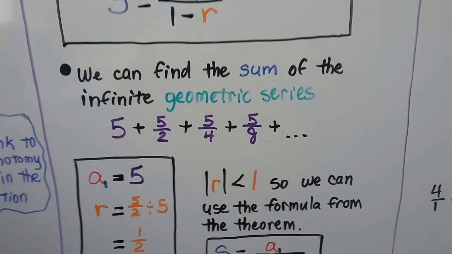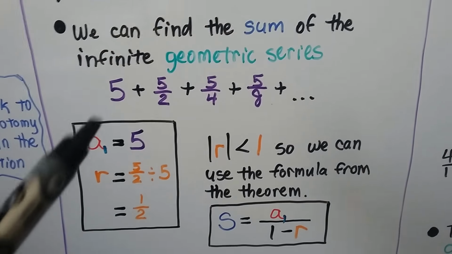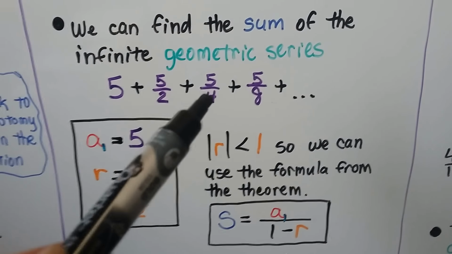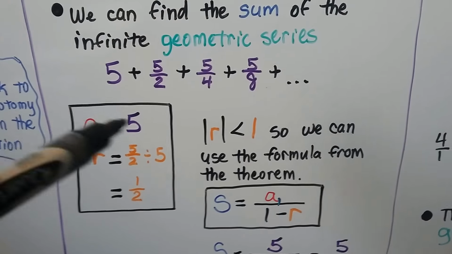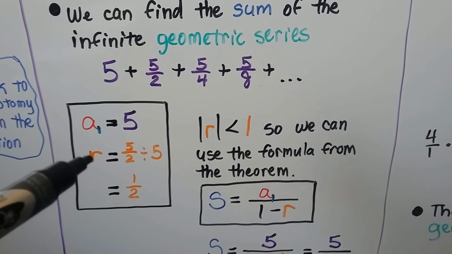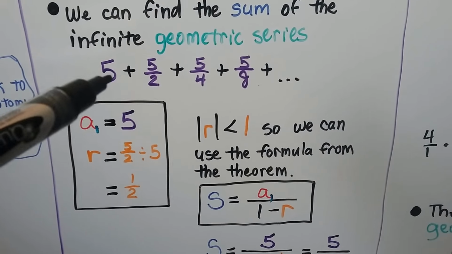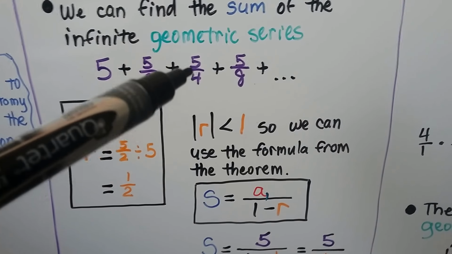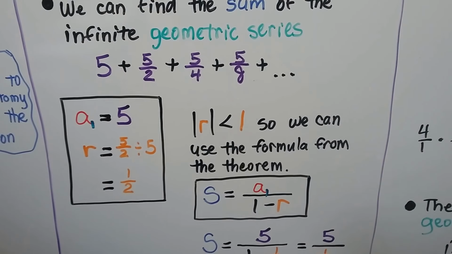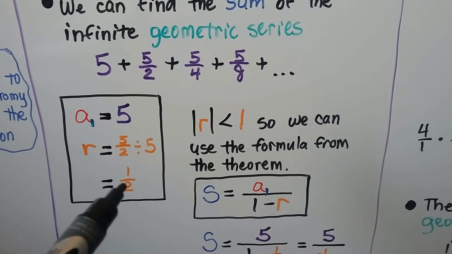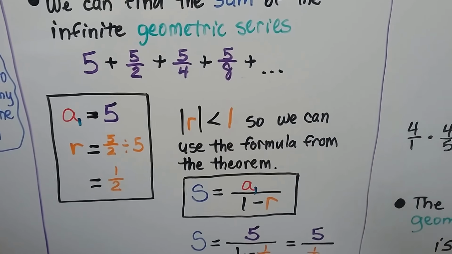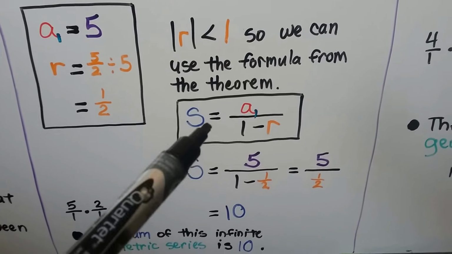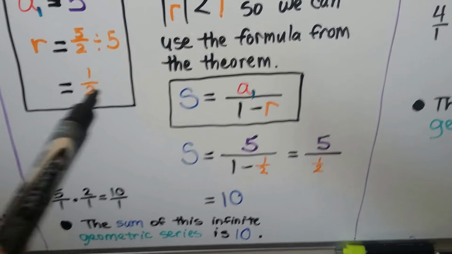So we can find the sum of the infinite geometric series 5 plus 5 halves plus 5 fourths, etc. A sub 1 is a 5. Our r, we find it by doing 5 halves divided by 5, don't we? And we can double check it with 5 fourths divided by 5 halves. We see it comes out as a half, and it is less than 1, so we can use that formula right here. And we have a half for r.